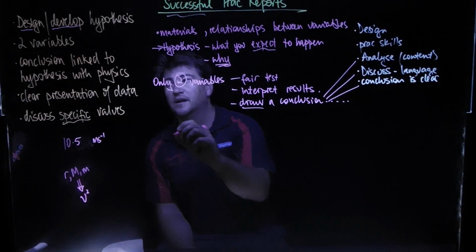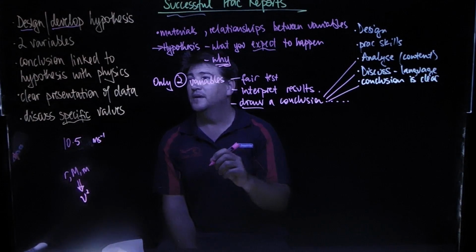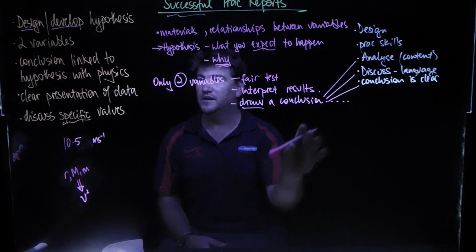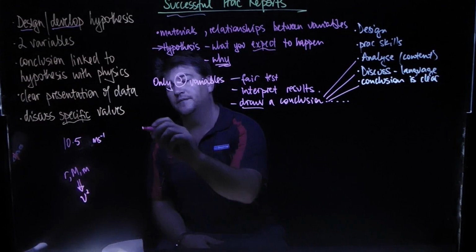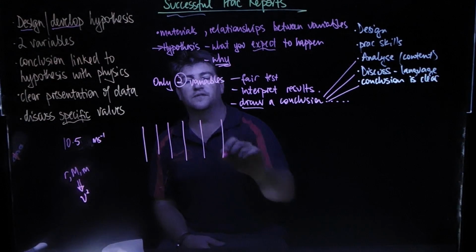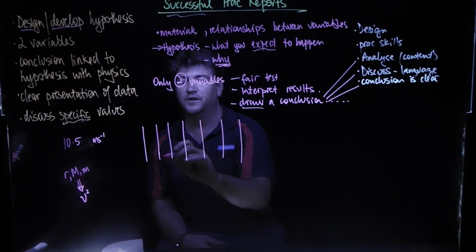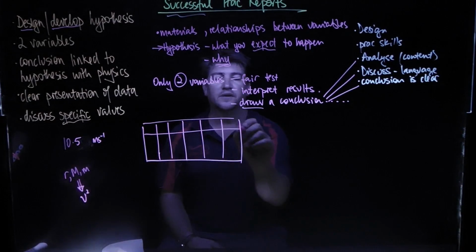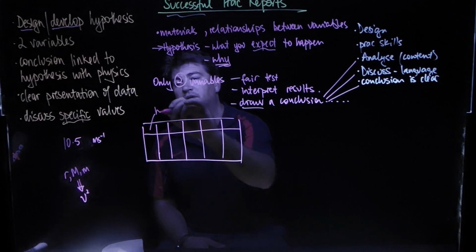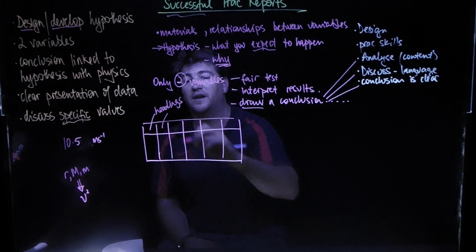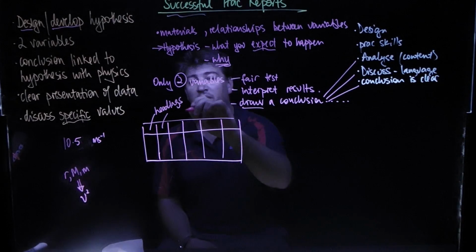Alright, the last couple of points, so conclusion linked to hypothesis of physics, I think I've kind of covered that through here. The clear presentation of data, what we're talking about here is, you've got access to Excel, you've got access to Word, you've got access to a ruler. Use these things, alright? So have tables with the headings in the column headers, and also having the units in there.